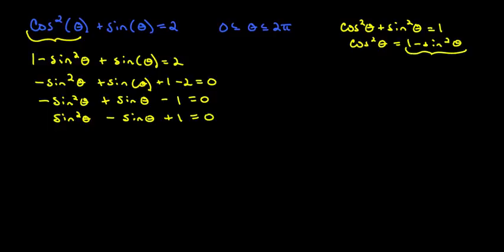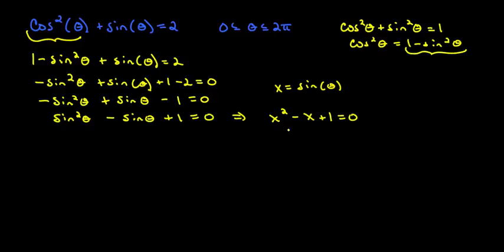Okay. So now to solve this, I'm going to rewrite it like this so that you can see it a little bit better. This is x squared minus x plus 1 is equal to 0. So I'm looking for solutions for that. And x here, guys, is sine theta. So the solutions for this, let's go ahead and see what they are.